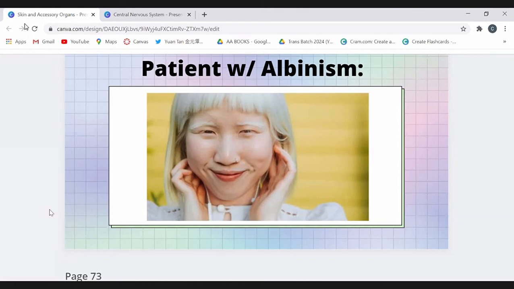So let's proceed po sa vitiligo na po with Doc Casano.